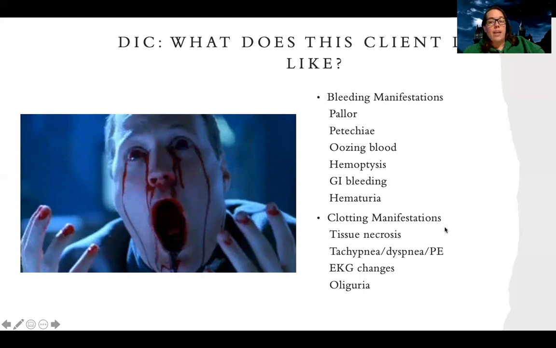They also have clotting manifestations, signs that blood clots are forming. They can have altered tissue perfusion, where they probably have clots all over their legs and arms. They can have signs of a pulmonary embolism like tachypnea and dyspnea. They can also have EKG changes, like signs of a heart attack, or oliguria, because clots forming in the blood vessels of the kidney cause decreased perfusion there as well.